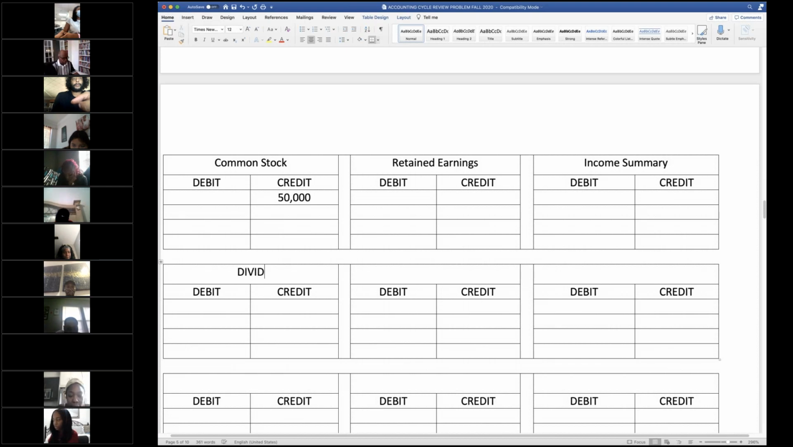Then dividends, sales, and your expenses. So it's your job now to do these postings. See, this is nothing complicated. It's a debit in the journal entry, it's a debit in the T account. If it's a credit in the journal entry, it's a credit in the T account. So I'm going to give you all 10 minutes to get this posting done, at the longest.